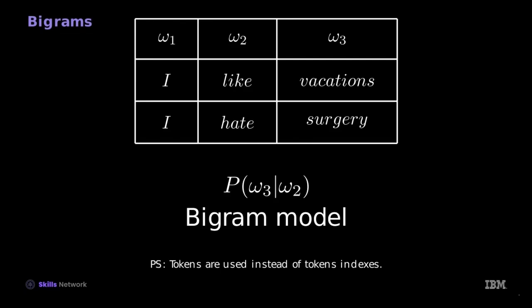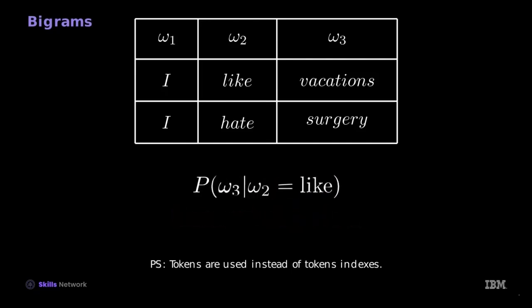It's a conditional probability model. What's the probability of your third word, word 3, given the second one, word 2? Word 2 represents your context, the second word, which is crucial in guiding the prediction. In a bigram model, your context size is 1, meaning you'll consider only the immediate previous word to predict the next one. Given the second word is like, that is, word 2 equals like, what could the third word be?